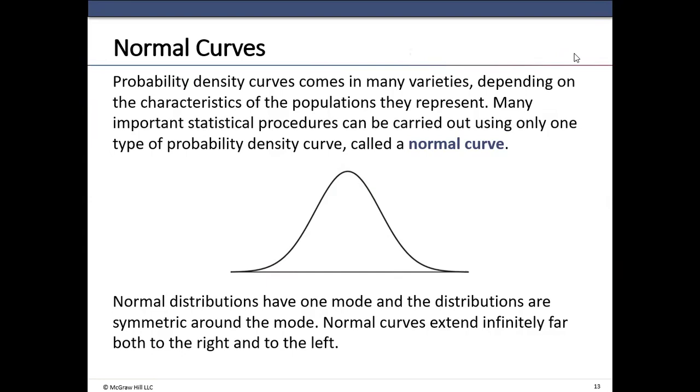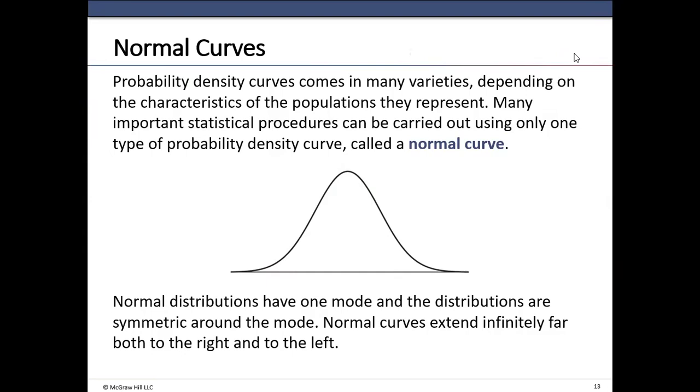It is a bell-shaped curve. It is symmetric. What is symmetric? If you think of the place where the peak is the highest, or the relative frequency is the highest, that is the center of the curve in the base. It's symmetric because on the left of that vertical line at the center, the area on the left is equal to the area on the right. Normal distributions have one mode, and the distribution is symmetric around the mode.